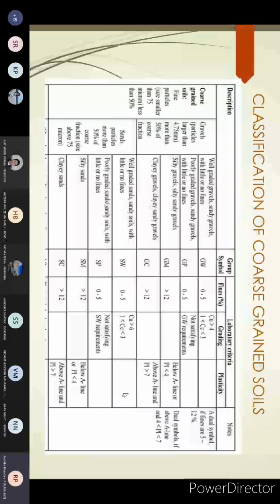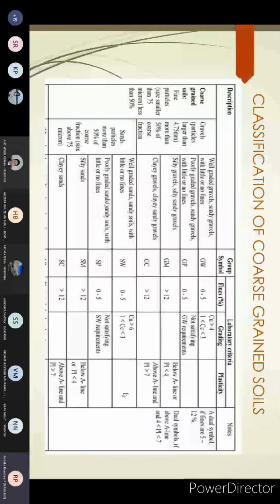In sand, if percentage fines are less than 5%, then we use Cu and Cc values to classify whether it is well graded or poorly graded, gravel or sand. If Cu value is more than 4 and Cc value lies between 1 to 3, then we call it well graded. And in case either of the conditions does not satisfy, then we call it poorly graded.